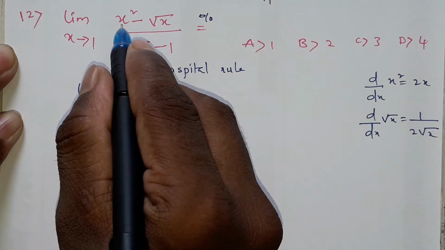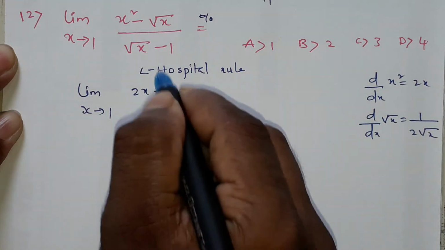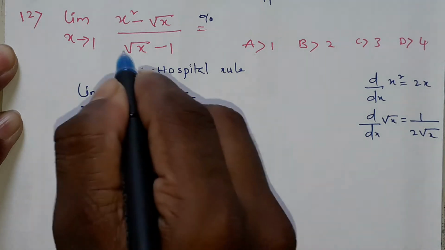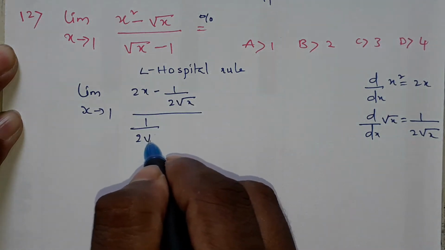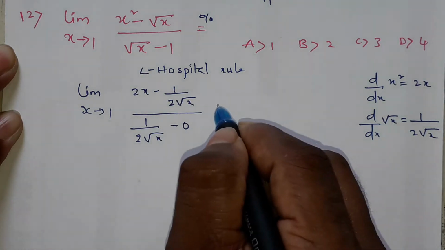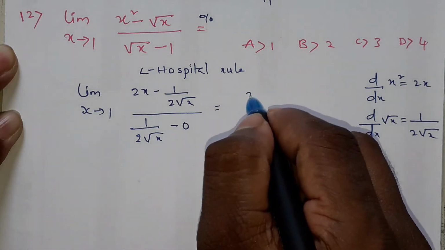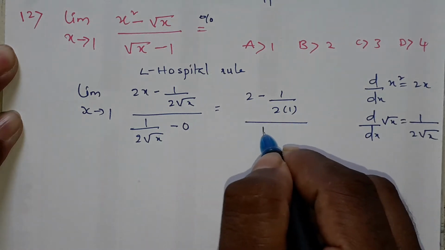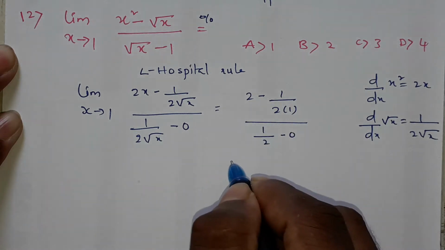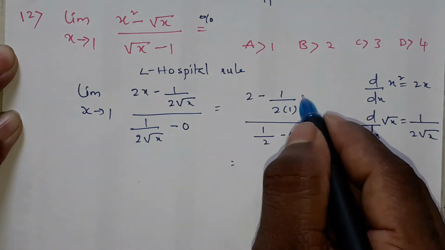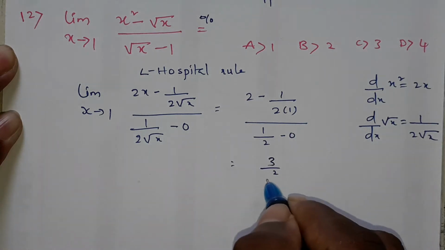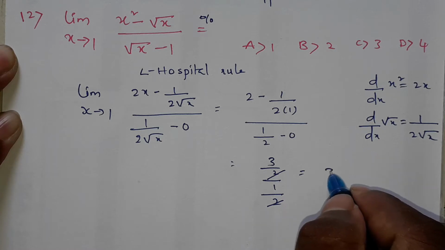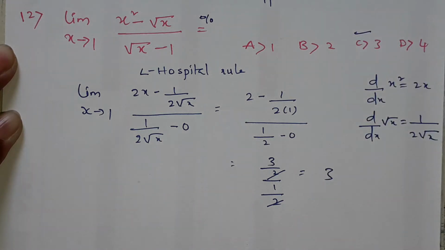Here derivative of x square is 2x, derivative of root x is 1 by 2 root x, by derivative of root x is 1 by 2 root x minus 0. Here apply the x value: 2 minus 1 by 2 of 1, by 1 by 2, minus 0. Here values are 2 2s are 4, 4 minus 1, 3 by 2, by 1 by 2, the 2s get cancelled. Value is equal to how much? 3. Option C is the right answer.